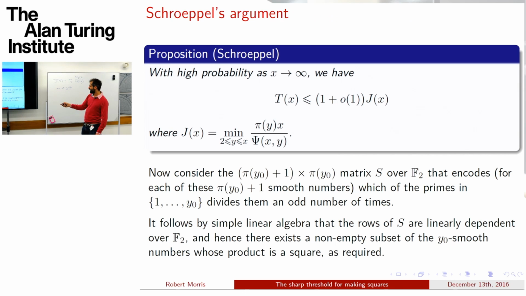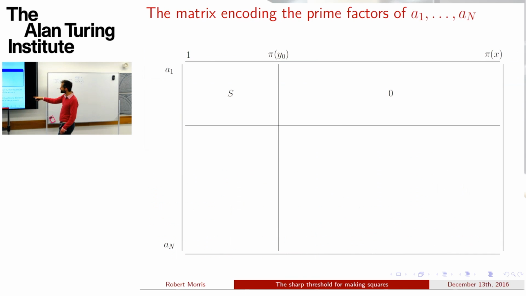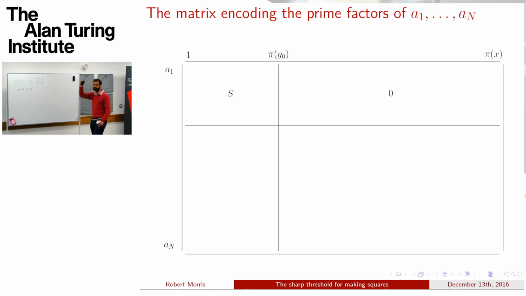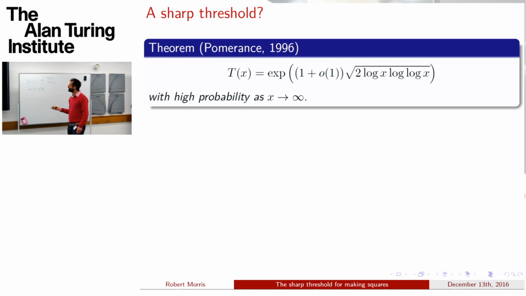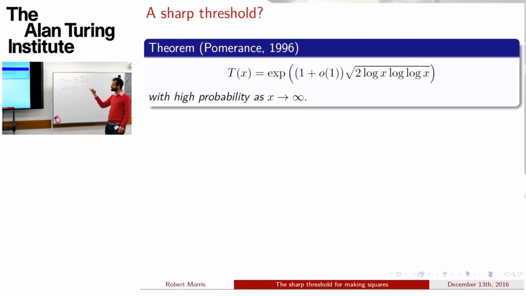Okay, and so what's the claim? The claim is that S has more than pi of y0 rows, and it has pi of y0 columns, so by basic linear algebra, there must exist a subset of the rows that are linearly dependent, which is equivalent to a square. Okay, if you can sum a bunch of the rows and get 0 mod 2, that means you found a square. Okay, so that's the proof. Okay, so super easy. Okay, and Pomerance, the argument is the lower bound is harder.